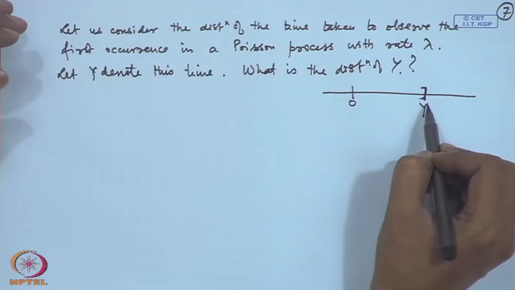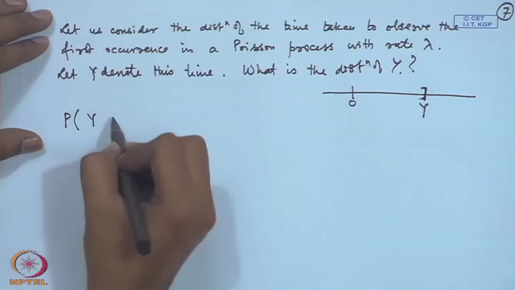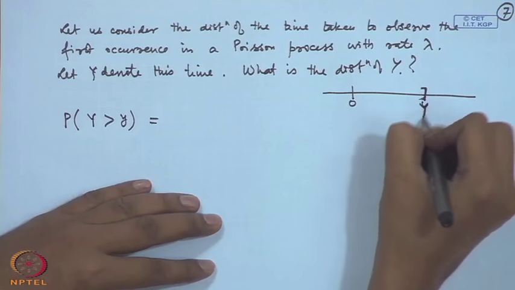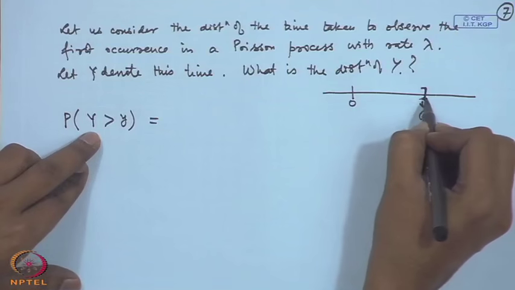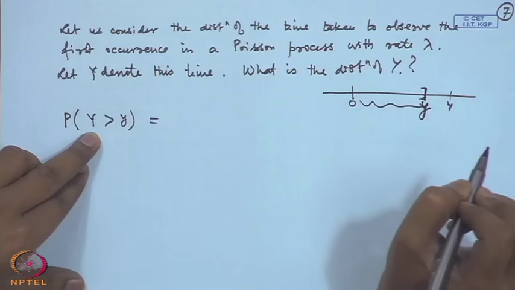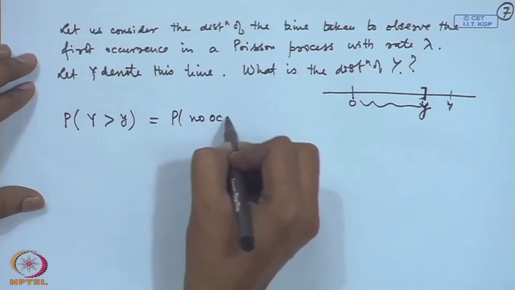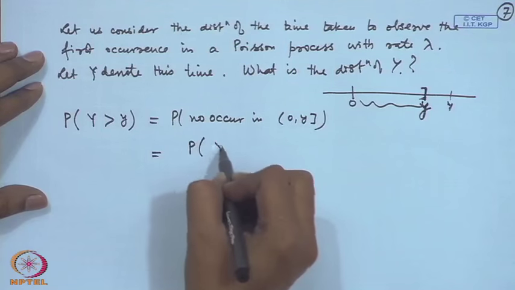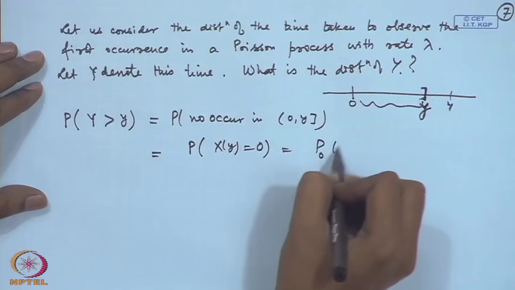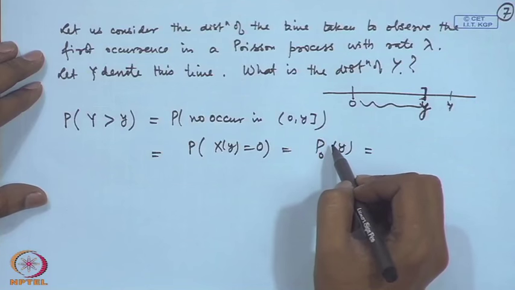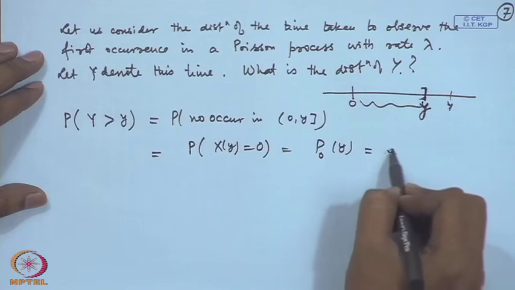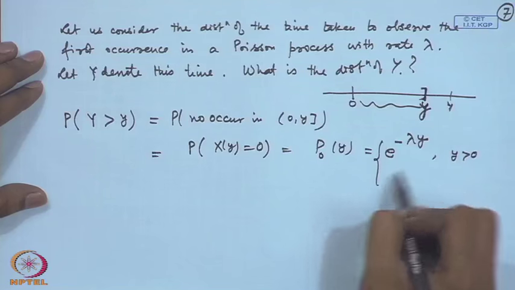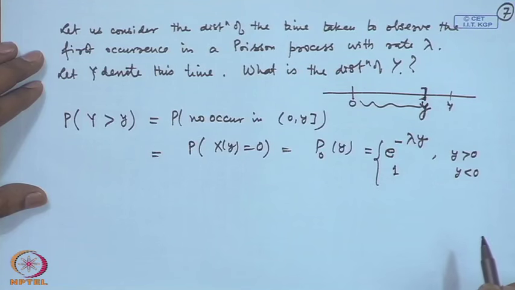To derive the distribution of y, we can consider like this. What is the probability that y is greater than, say, a given value small y? Suppose this is my small y. If capital Y is greater than small y, that means there is no occurrence in the interval 0 to y. So, this is equal to probability of X_y equal to 0, that is p 0 of y according to the notation of the Poisson process. It is e to the power minus lambda y. Of course, here I have to take y greater than 0, because if y is less than 0, then certainly this is going to be equal to 1.